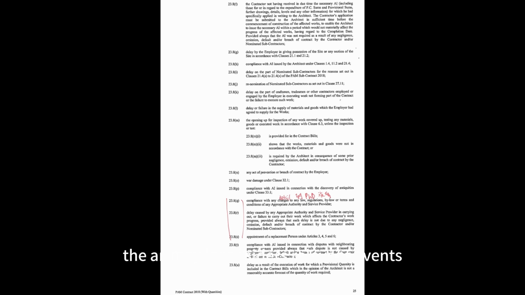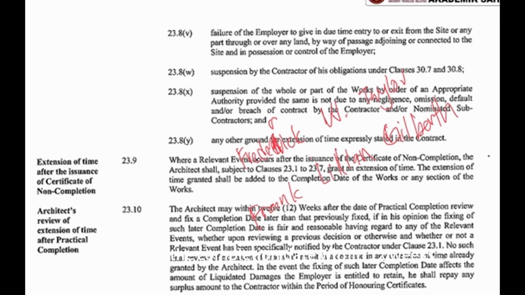The architect considers relevant events, for example, force majeure, employer delays, and nominated subcontractor delays, but cannot set a completion date earlier than the original contract date. Even after practical completion, the architect may review and adjust the completion date within 12 weeks, but any granted extension cannot be reduced. Key differences: strict notice requirements, with 28-day deadlines for initial and final claims. The architect's role is central in assessing delays and granting extensions. There are no automatic LAD deductions; it focuses on procedural compliance before penalties apply.